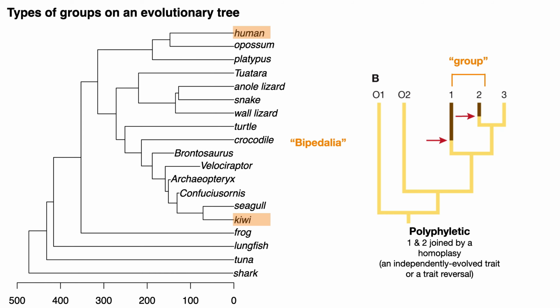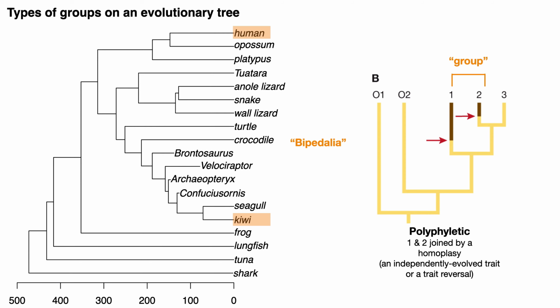Another kind of group, I just made this group up because I couldn't come up with a better one looking at this tree. If I wanted to lump together the kiwi and the human because they walk on two legs and they can't fly, and I wanted to call this group Bipedalia, that's weird. That's not a natural group. They're not really connected by genes. The poly part means that it's coming from different ancestors. So in this case, we see bipedality as a recent independently evolved trait or a trait reversal rather than a shared derived characteristic.